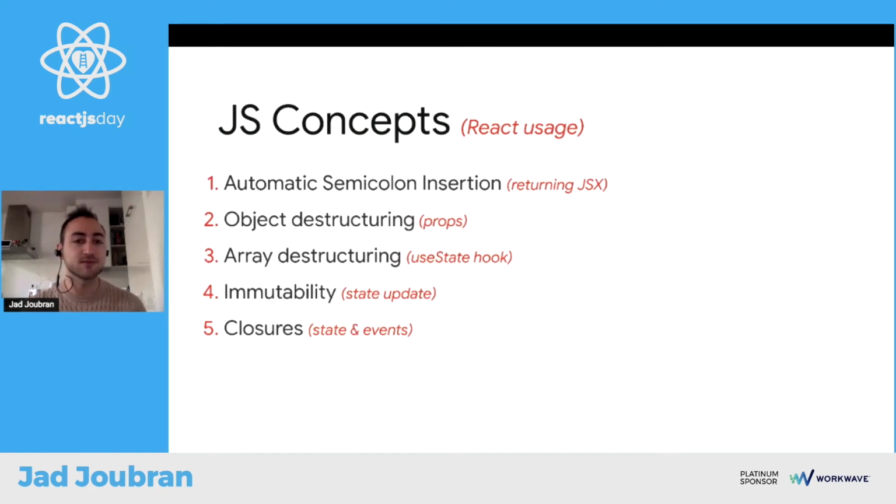So these are the 5 concepts that I'm going to talk about. You have the JavaScript concept, and then in the red or orange color, you have the React usage. I'm going to cover automatic semicolon insertion, ASI, and how this affects returning JSX. I'm going to talk about object destructuring that we're going to use in props, array destructuring that you use a lot with the useState hooks, immutability that affects your state updates in React for arrays and objects, and finally closures, which is most likely something you're using without really noticing, oftentimes when you have state and events in React hooks.